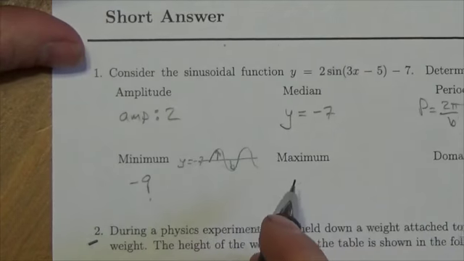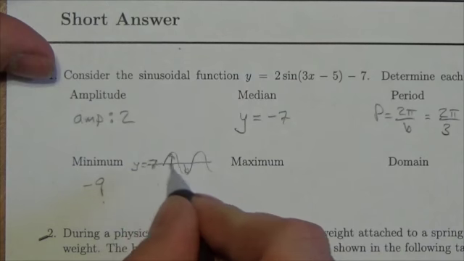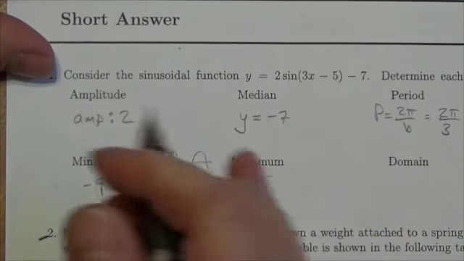Along that same little bit of logic there, if I go to that median line there, that middle line at -7, and go up to, okay, well -7 plus 2 is going to be -5, so there's my maximum.